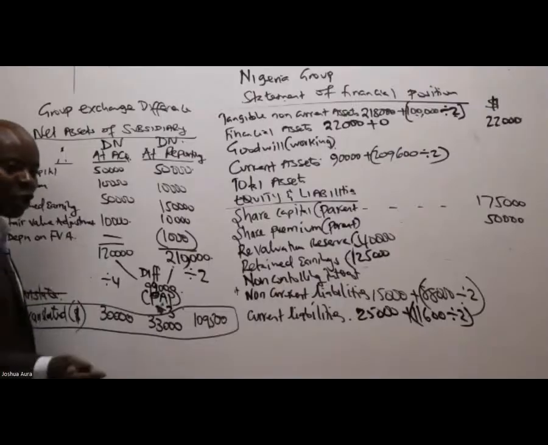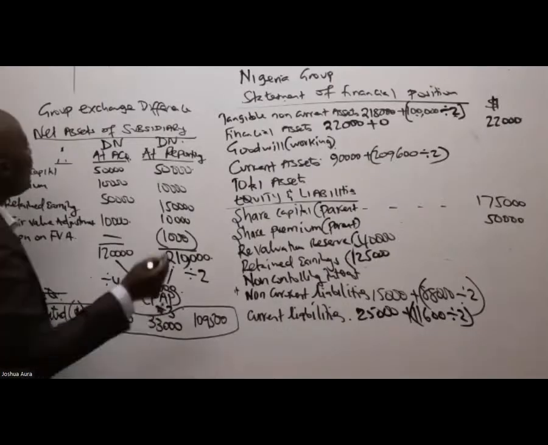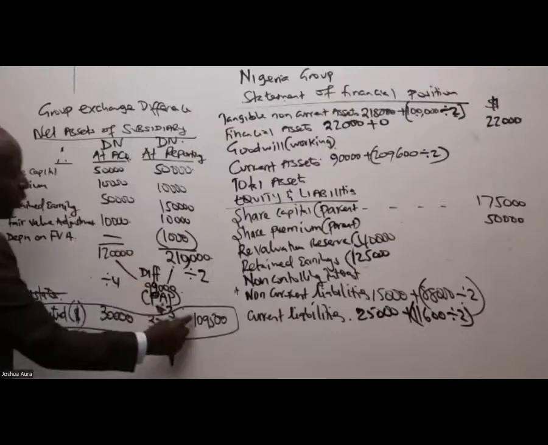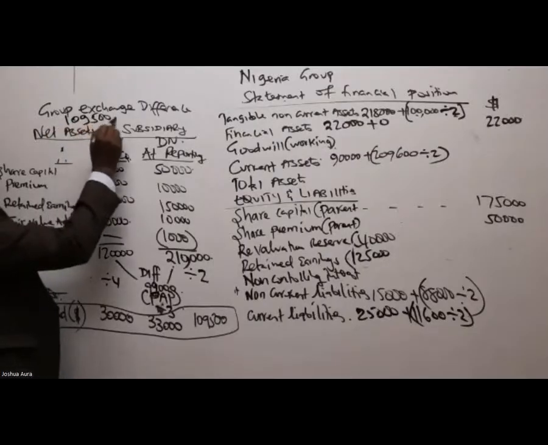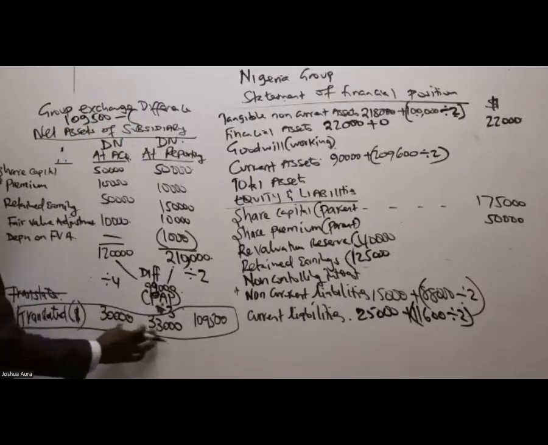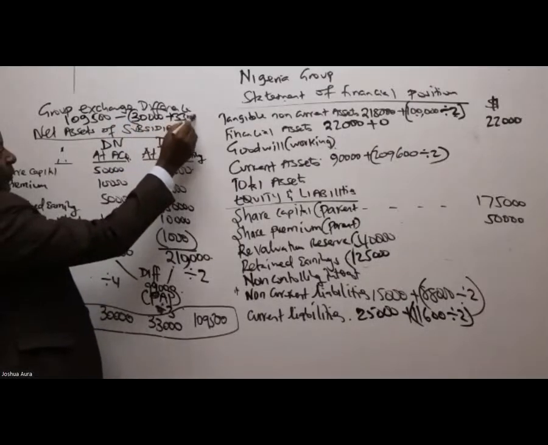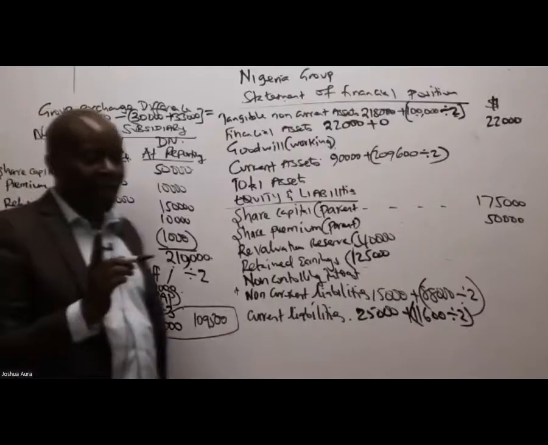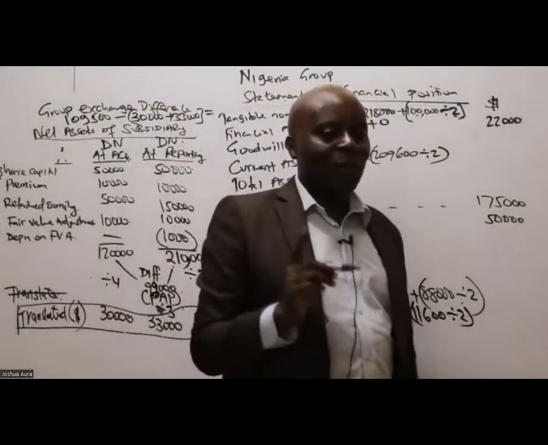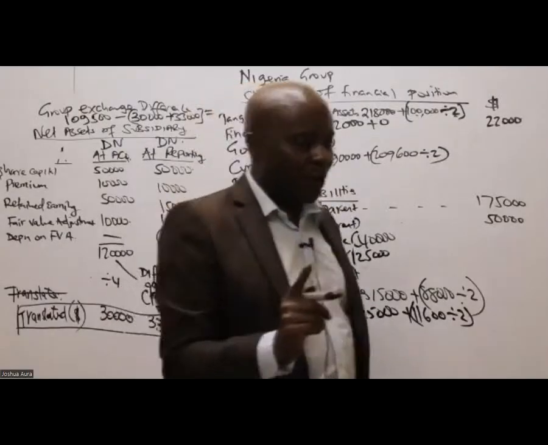That is an exchange gain. So then how do we get this group exchange difference? I will take the closing 109,500 and subtract the sum of these two, so we are talking of 30,000 plus 33,000. Could you kindly give me this figure? The group is gaining here. The group exchange difference is 46,500.